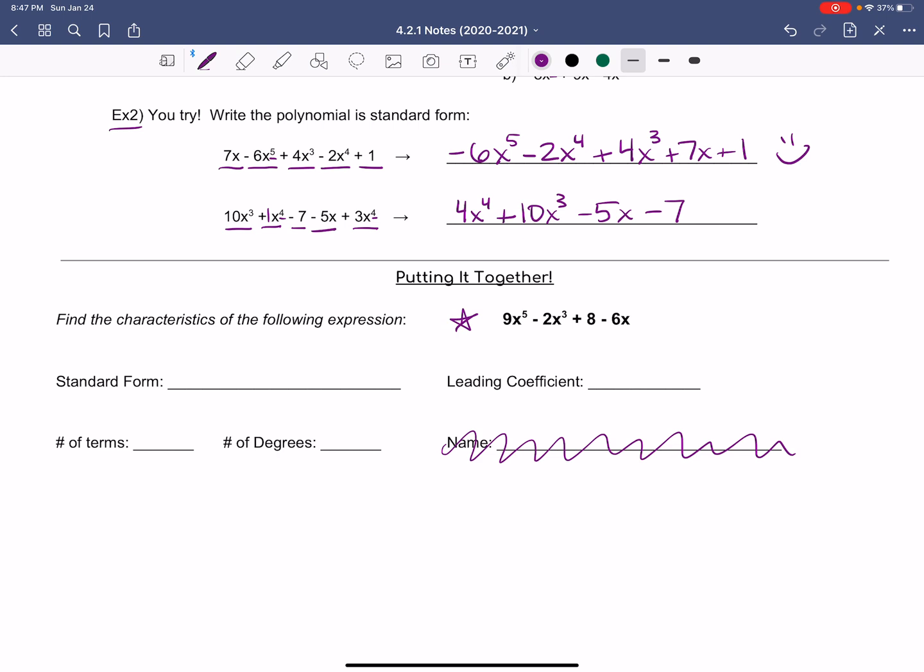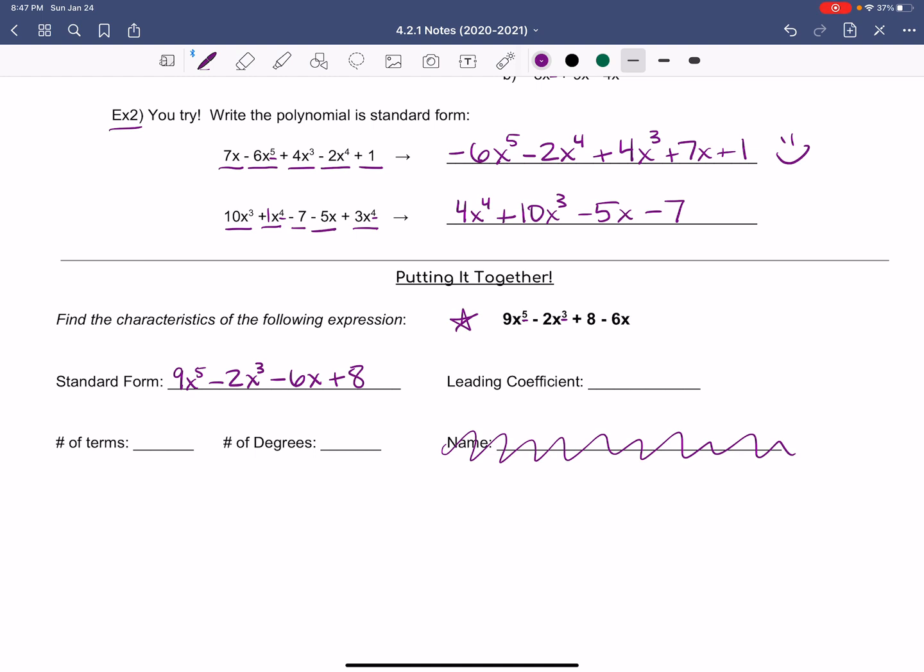So our biggest exponent is 5. So I'm going to write 9x to the 5th. We write that entire term. Now, even though 8 would technically be the next biggest number, remember, we don't care about those big numbers. We only care about the exponents. So our next term then will be this one with the exponent of 3, negative 2x to the 3rd, followed by negative 6x. And at the very end, our constant, 8. Remember, constant is just the number without a variable.